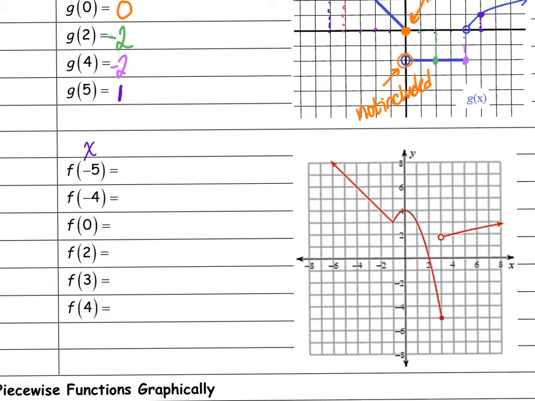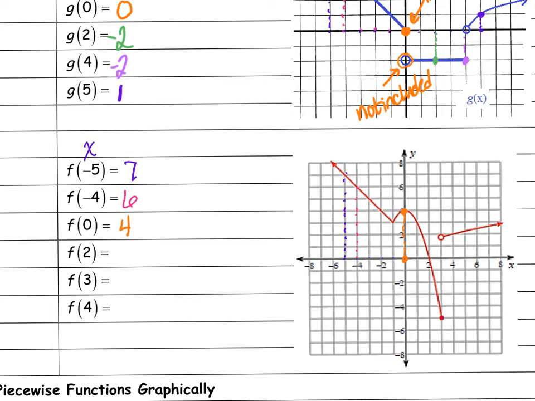So I'm going to go to negative 5, 5, and up takes me to 7. Okay, and then I'm going to do the same thing for negative 4. So at negative 4, I'm going to go up 1, 2, 3, 4, 5, 6. So I'm at 6. And f of 0, so where x is 0, is here. Where's my y at? So it is at 4.